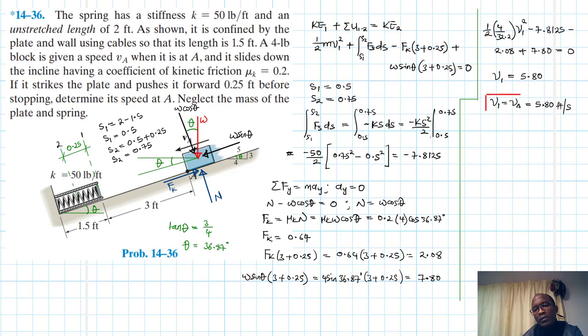Alright, so I guess we have found VA, which is the speed at A, neglecting the mass of the plate and the spring.